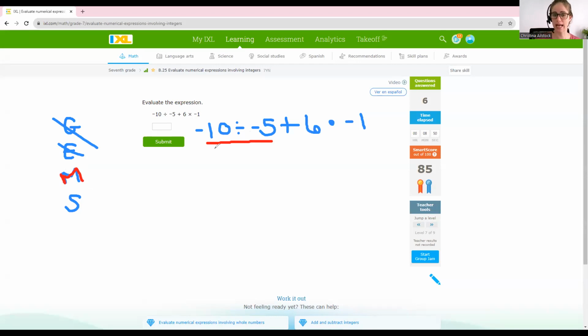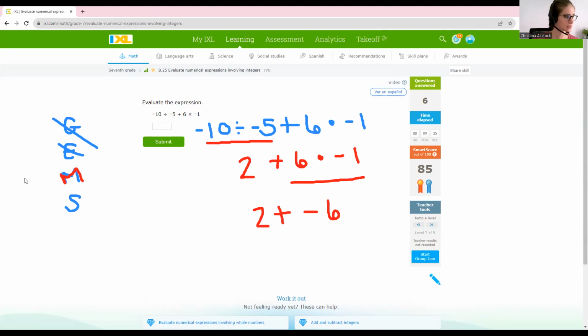Remember, when you're multiplying and dividing with integers, if the signs are the same, your answer will be positive. If your signs are different, your answer will be negative. So in this case, negative 10 divided by negative 5 would give us a positive 2. And then we'll bring everything else down. Now we need to do our multiplication here. Well, when we're multiplying, we have different signs, a positive 6, a negative 1. So that means our answer will be a negative 6.